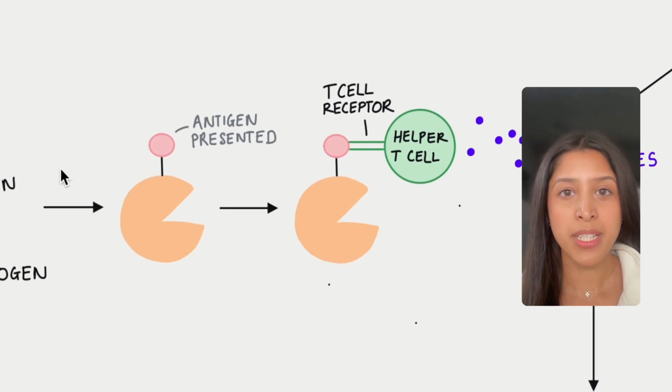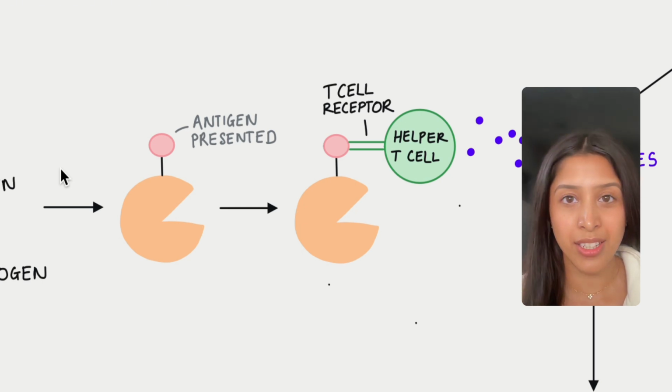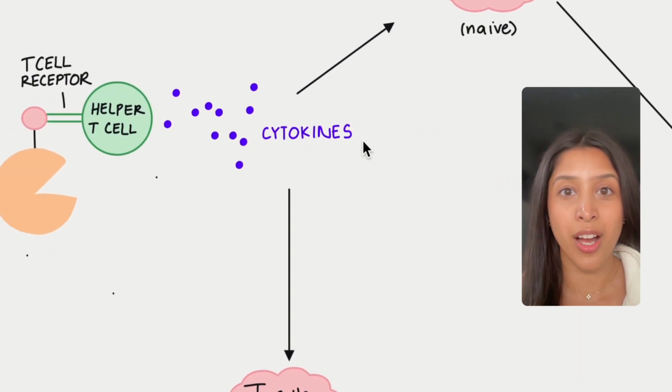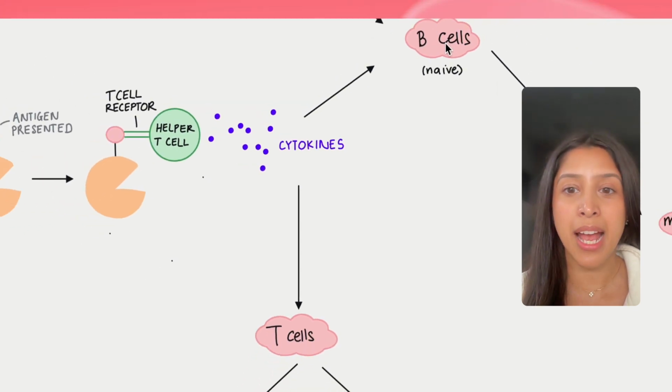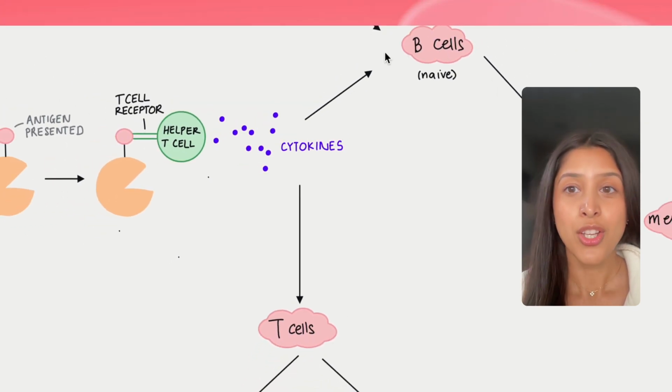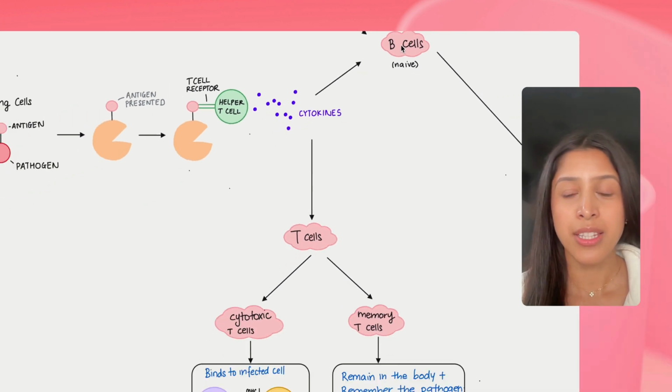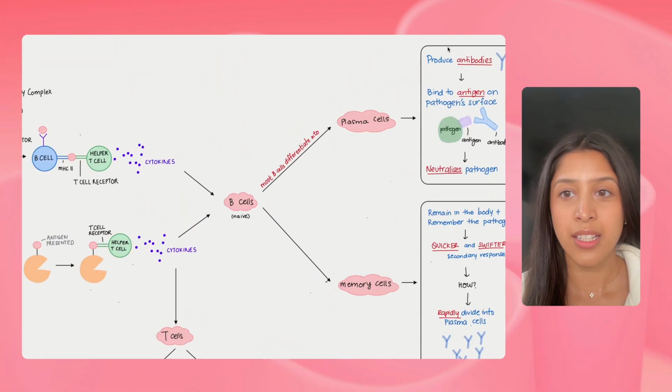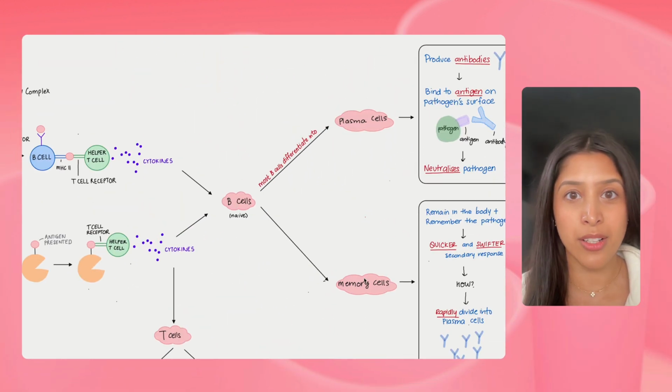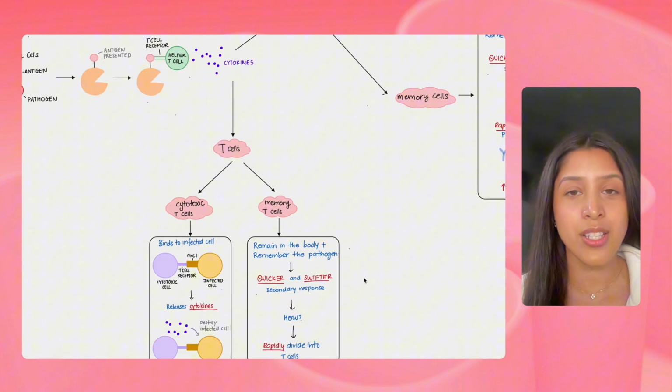So in general, helper T cells play a role in activating the immune response. They will bind to that antigen that is presented on that macrophage and release these chemicals called cytokines. So cytokines are these signaling molecules, and they will tell the B and the T cells to begin differentiation. So what happens is that inactive B cells will then quickly differentiate into your plasma cells or your memory cells. While on the other hand, the cytokines are also going to trigger T cells to produce more cytotoxic T cells to kill that infected cell, as well as some memory T cells.